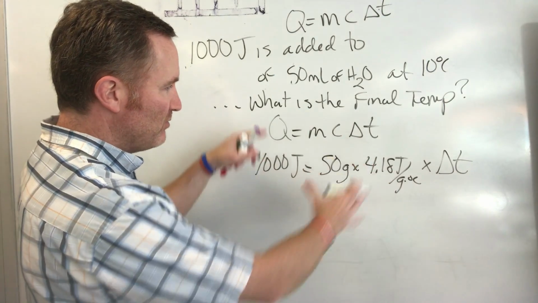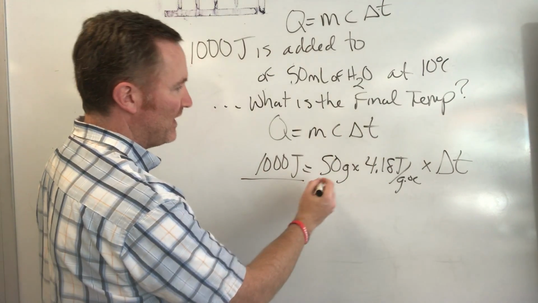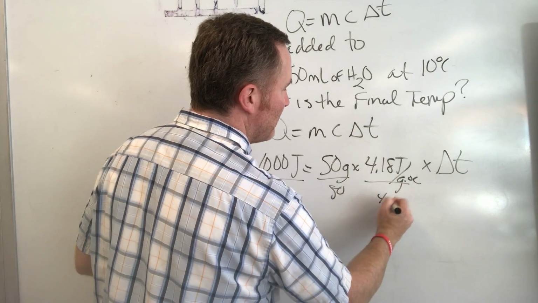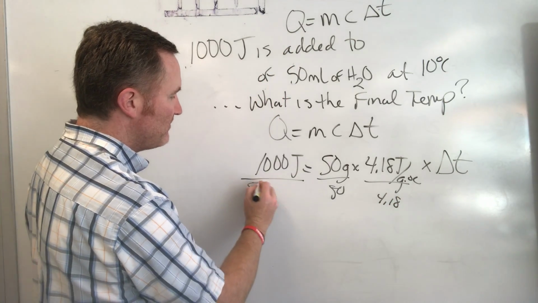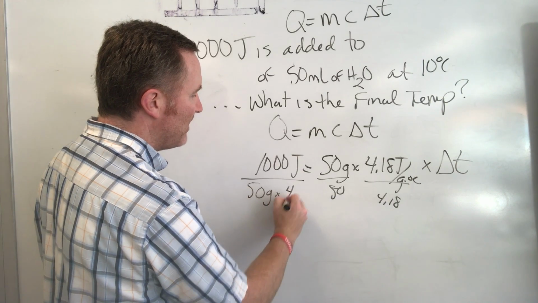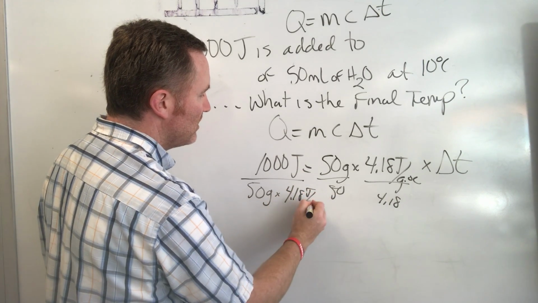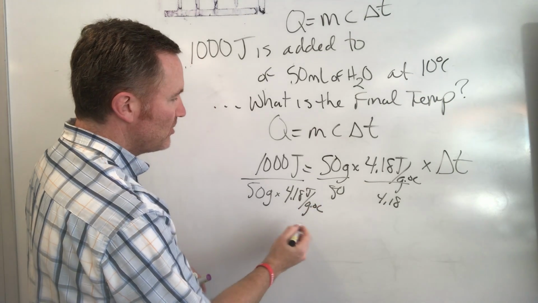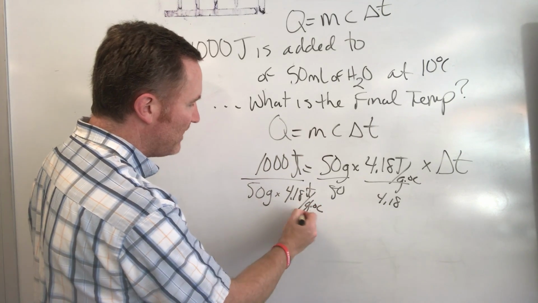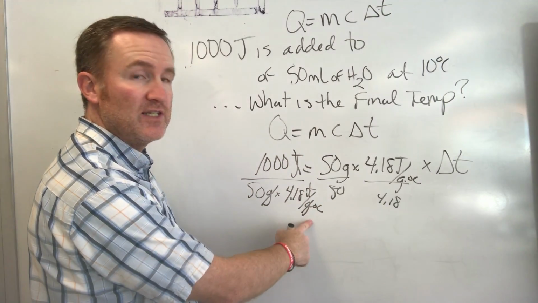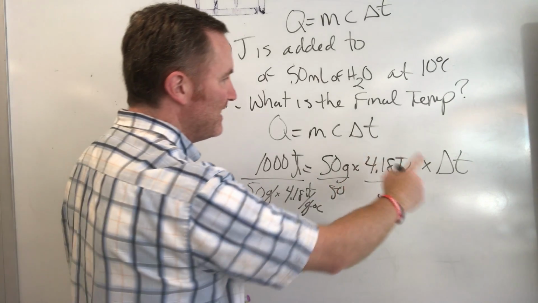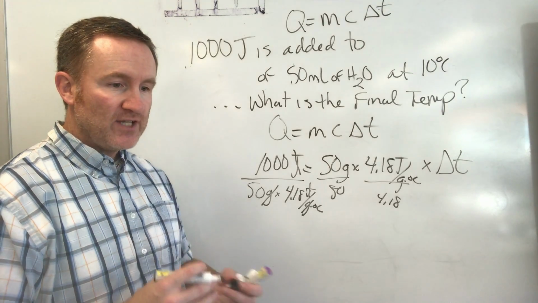So when I get rid of this and move these numbers around, just like we did in the previous question at the bottom, I have to divide this side by 50 grams, and also divide this side by 4.18 joules per gram degrees Celsius. So I'm going to be left with Celsius because I have a joule and I have a joule, I have a gram and I have a gram. The only thing I'm left with is Celsius. So now we have 1,000 divided by 50 divided by 4.18 is the temperature change. Okay, that's our temperature change.